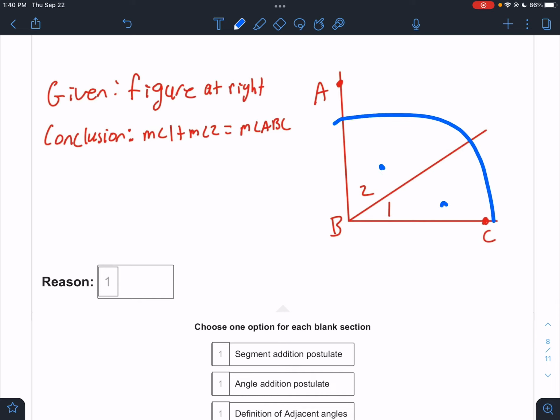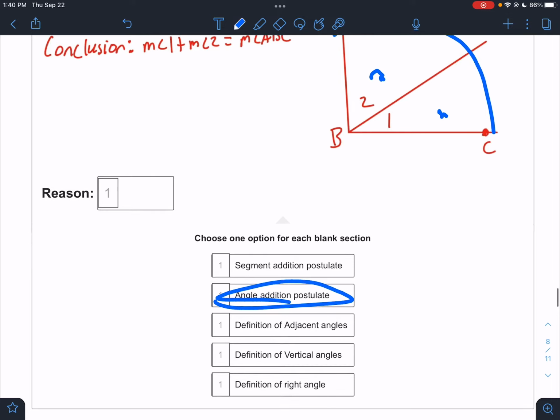Small angle plus small angle equals the whole thing. That is just the angle addition postulate. Small angle plus small angle equals the whole thing. You do need to know that. If it was segment plus segment equals the whole thing, that's segment addition postulate.